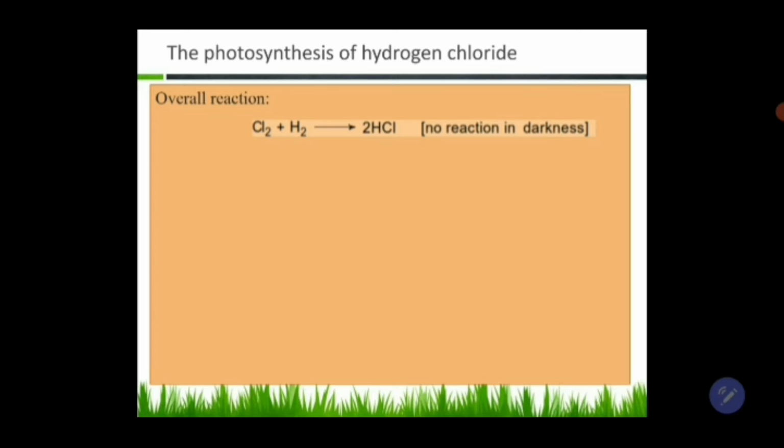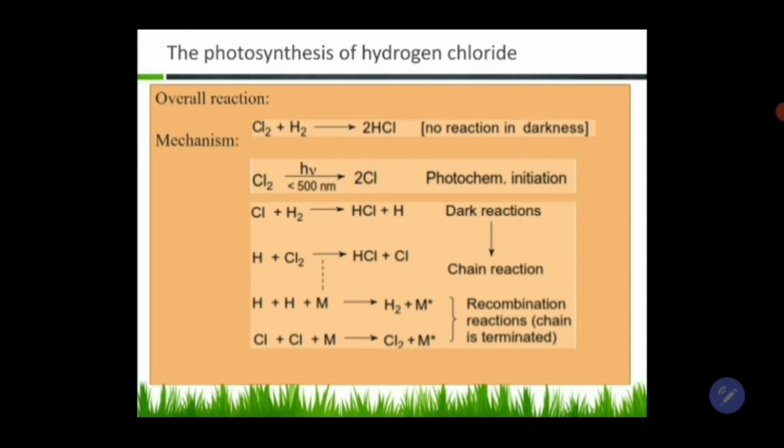It does not happen in the dark; it all happens by means of the absorption of quanta. The mechanism of the reaction: first initiation happens, second propagation happens, and the last is the recombination reaction, that is termination. So it's all about free radicals. Once the reaction is initiated by the absorption of a photon, many reactions will happen through the propagation step.